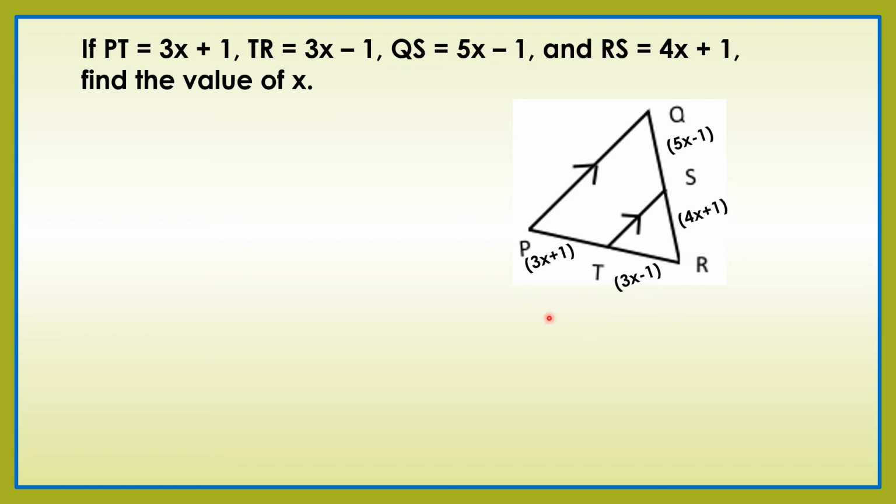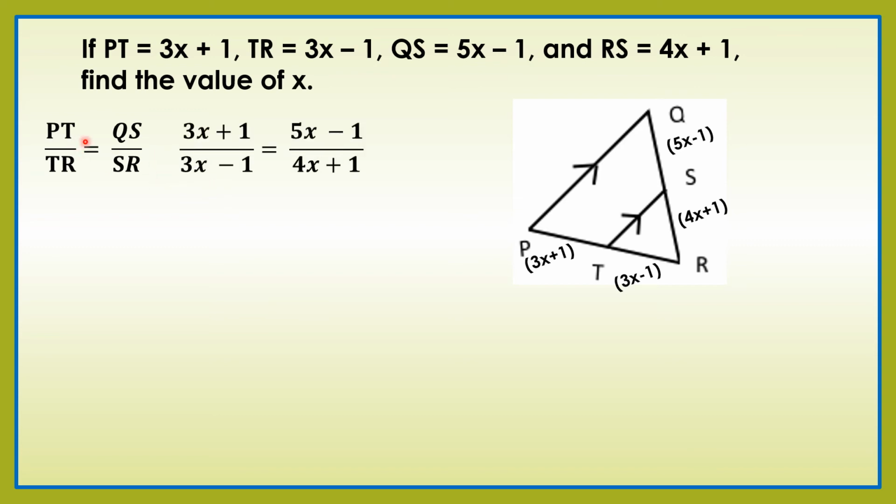And then, kuha tayo ng proportional segment. So, proportional segments, kuhanin natin ang PT and TR. Then, corresponding side nitong dalawa, ang PT, ang corresponding side ay QS. And then, yung TR natin, corresponding side naman niya ay SR. So, we will have now PT over TR is equal to QS over SR. So, substitution, we will have now PT, 3x plus 1, TR is 3x minus 1, ang QS natin ay 5x minus 1, ang SR natin ay 4x plus 1.